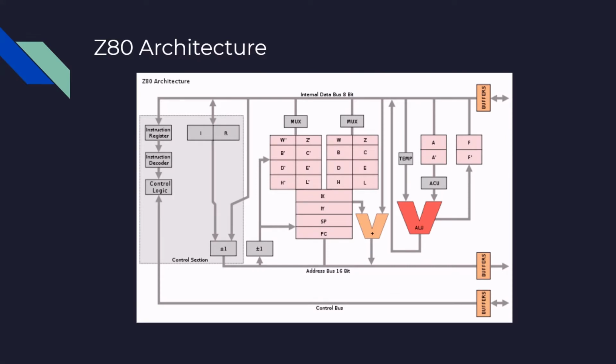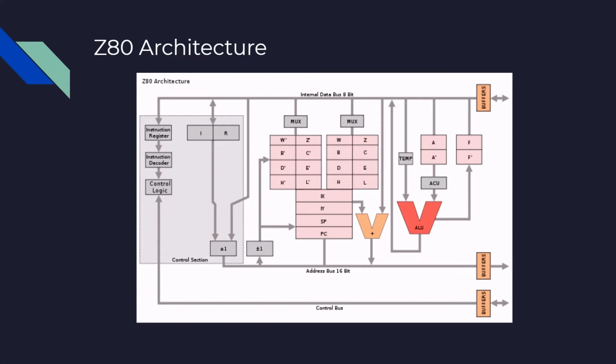Okay, so to zoom out for a minute, here is the full architecture of the Z80. At its core, like any microprocessor, it's just moving bits around. And in order to do that, it has a lot of things like instruction registers, instruction decoders, control logic, but then it also has a set of registers as well as muxes.